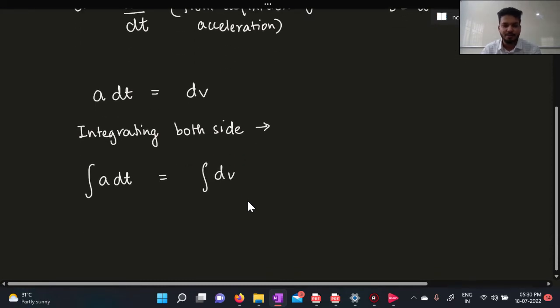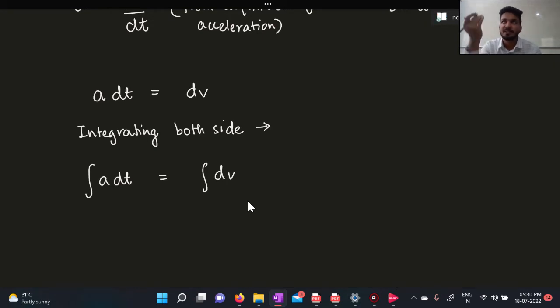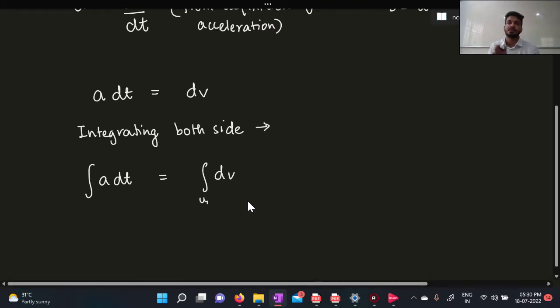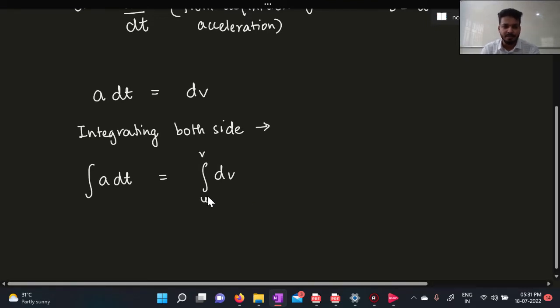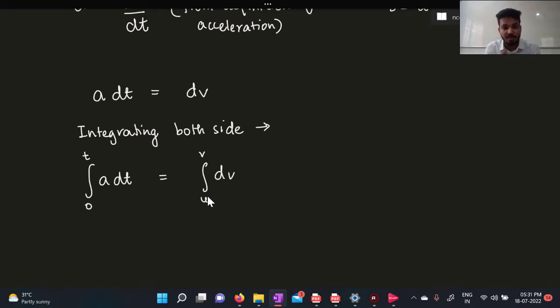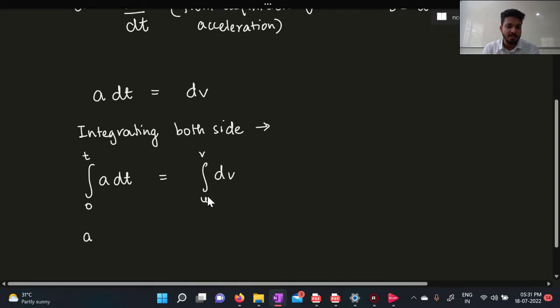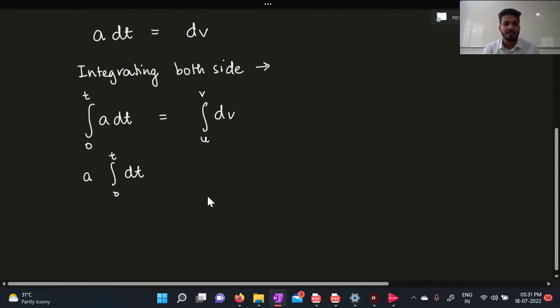Now I have to put limits. Whenever I'm talking about velocity, the initial limit of velocity I represent by u. Generally u is used to define initial velocity. Final velocity is given by v. Similarly, the observation starts from 0 and some random time t. Now, it's already given in the question that acceleration is constant, so a can be taken out of the integration and this will be simply integral from 0 to t of dt.